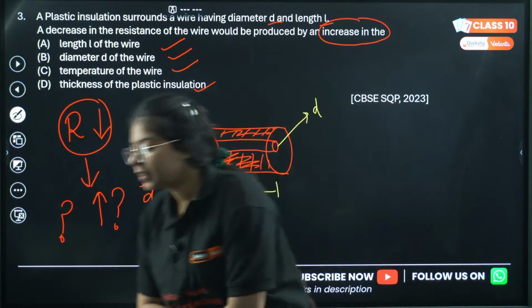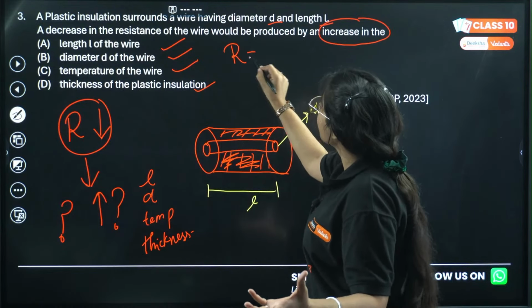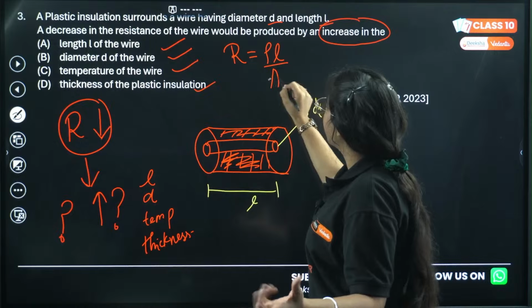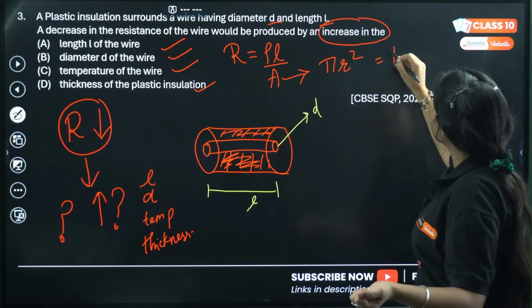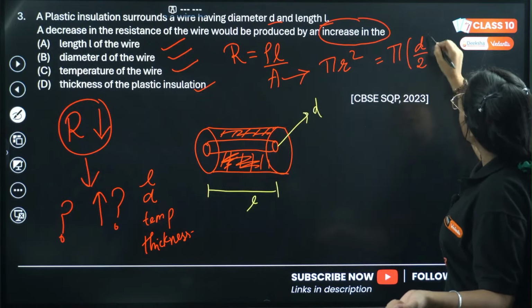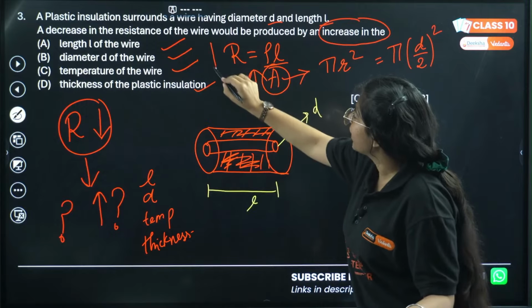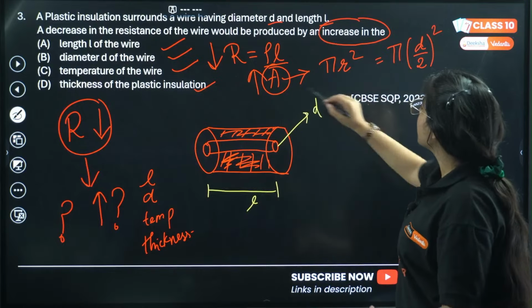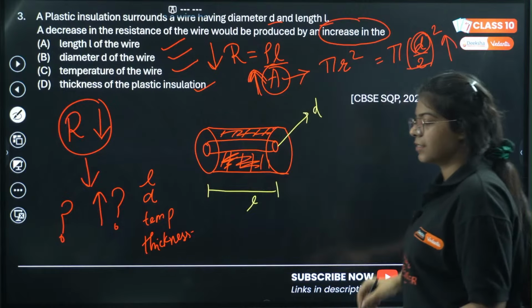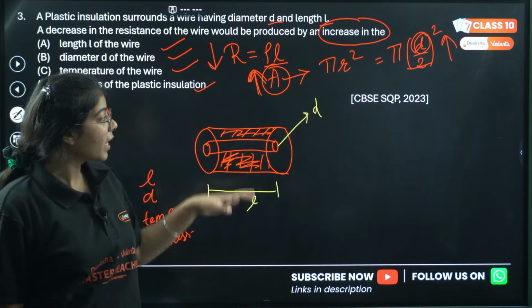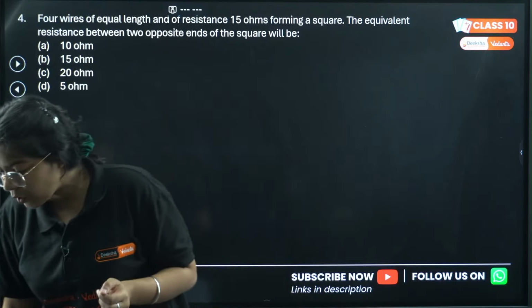It is correct. The diameter should be increasing. Why? Because the value of resistance is rho L by A. The area of cross section is pi r square, and r can be written as diameter by 2, so pi into (d by 2) whole square. So technically the area should increase so that my resistance will decrease. Correct? So for area to increase, the diameter of wire should increase. Correct? This question also came in the 2023 sample paper. Okay. Let's see the next question, which is the fourth one.